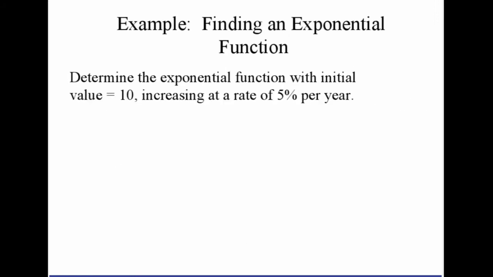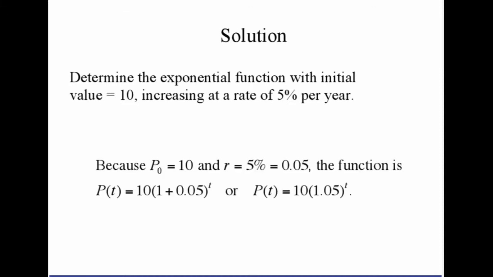Determine the exponential function with initial value 10 increasing at a rate of 5% per year. Think about where we insert the initial value into the formula, and what we do with the rate and how we express that. The 10 is our P naught, our initial value. The rate is 5%, which we write as 0.05, and we add 1 to that. So the function is 10 times the quantity 1 plus 0.05 to the t power, and we can simplify the parentheses. That gives us 10 times 1.05 to the t power.